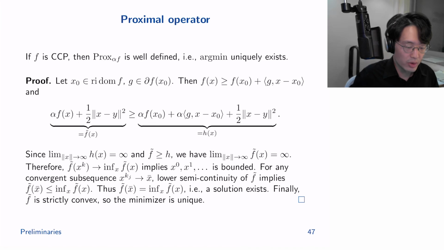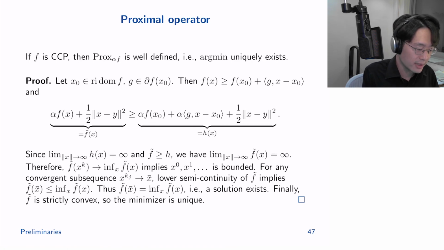So the function f is lower semi-continuous, and that means f tilde is also lower semi-continuous. So lower semi-continuity of f tilde implies that f tilde of the limit x bar is less than or equal to the limit of the function values of this sequence, which is in fact just the infimum of f tilde. Well, since f tilde evaluated at x bar cannot be strictly less than the infimum of f tilde, that means that these two quantities are equal. So f tilde at x bar is equal to the infimum of f tilde. And this tells us that this limit x bar is indeed a solution. So a solution exists.